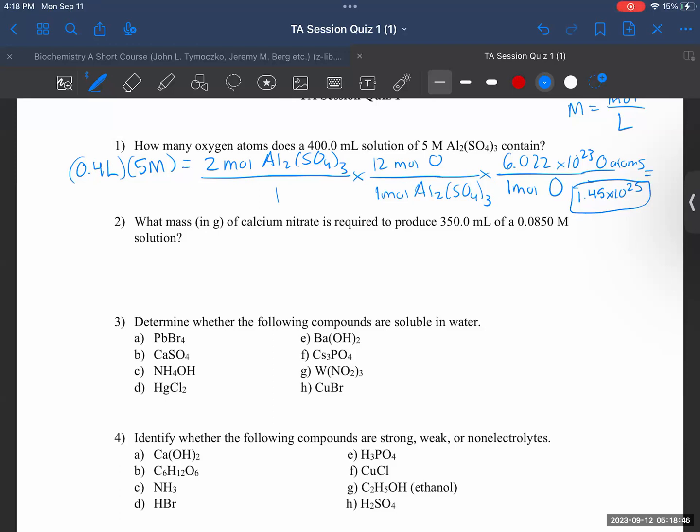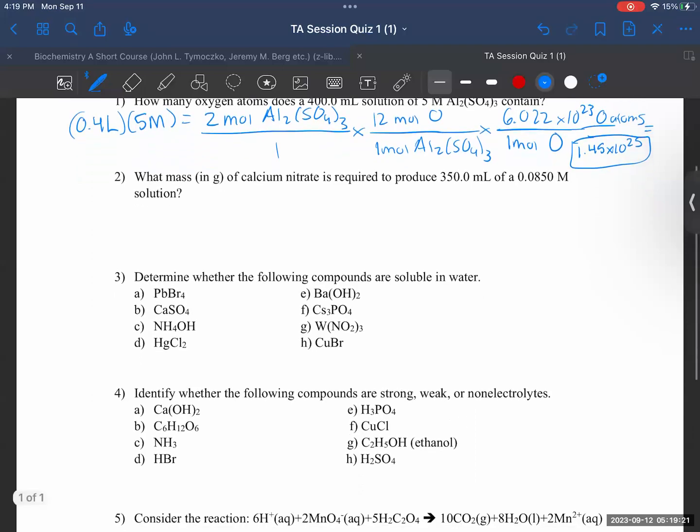Okay, cool. Are there any questions on number 1? We're all good on number 1? The only new thing about this problem was using the molarity equation, because other than that, it's just basic stoichiometry: moles of one thing converting to moles of another thing, converting to atoms using Avogadro's number. The only new part might be finding the moles using the equation for molarity at the beginning.